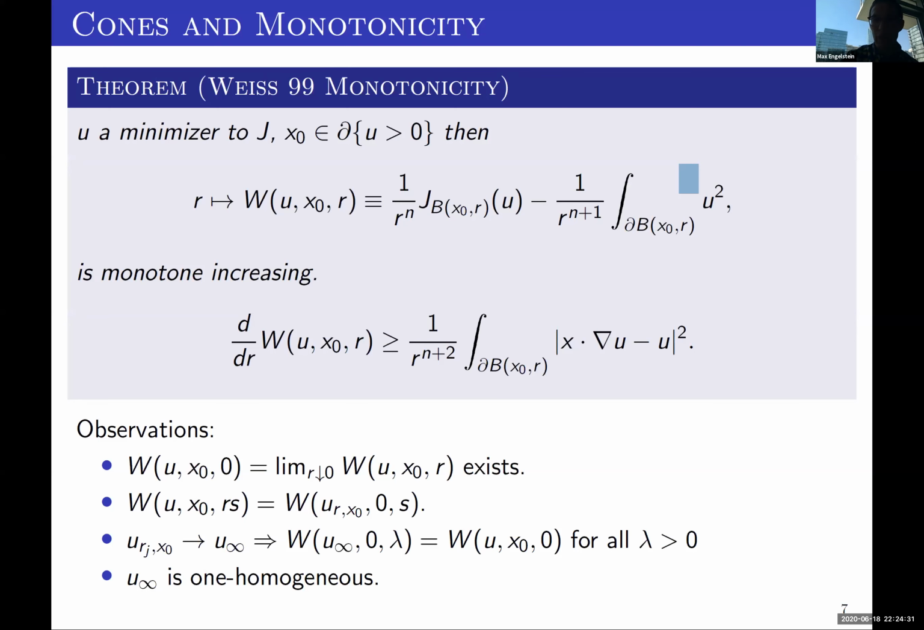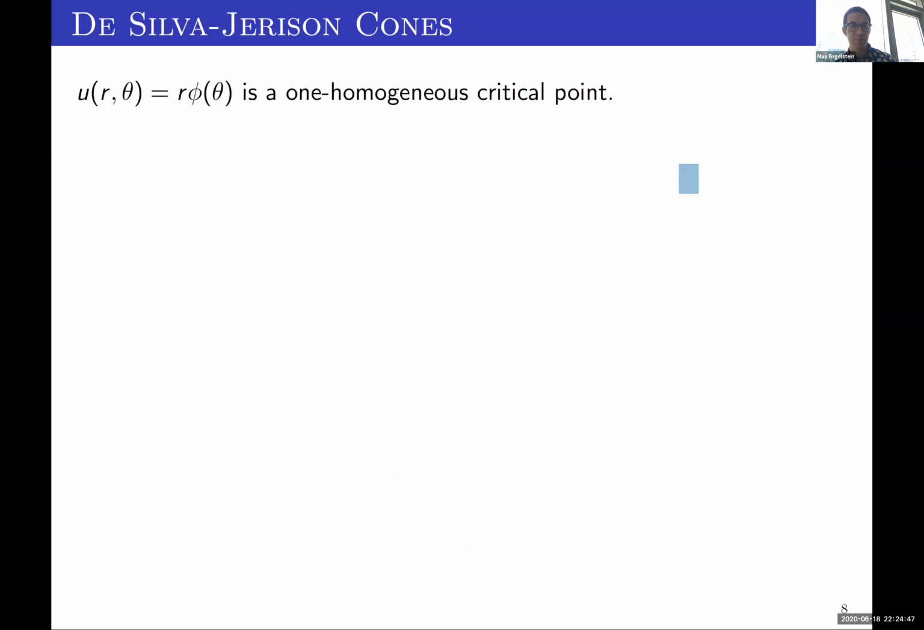And just as a little sort of check, our favorite one homogeneous function is x_n plus. And indeed, this is the blowup you get if you do this procedure at a regular point. So that's great. Okay, but I mentioned before that there are examples of non-flat, or sorry, of free boundaries with singular points. And that means that there have to be examples of cones which are not x_n plus, right? There have to be examples of one homogeneous minimizers which are not x_n plus. And these examples are called the de Silva-Jerison cones because they were discovered by Daniela de Silva and David Jerison in their 2009 paper.